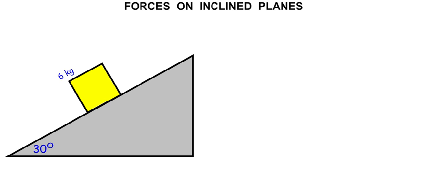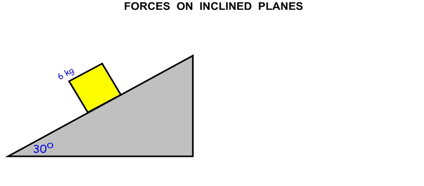A plane in physics is a two-dimensional surface, rather like the surface of a table. An inclined plane is a two-dimensional surface that is inclined to the horizontal. In this case, the angle of inclination is 30 degrees from the horizontal. Let us consider a stationary 6 kilogram mass resting on the incline.